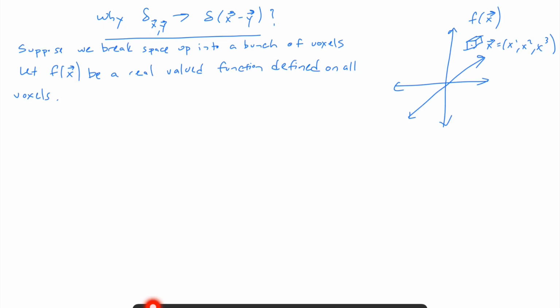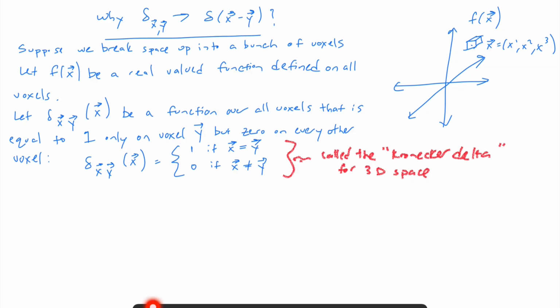Suppose we break space up into a bunch of voxels, like we've been doing all along. For a moment, just don't think quantum field theory. Let f of x be a real valued function defined on all voxels, meaning you give me a voxel, I'll give you a real number. One important example of such a function is the Kronecker delta function, delta x comma y. Let that be a function over all voxels that is equal to 1 on voxel y, but 0 on every other voxel. So that's the way we write it.